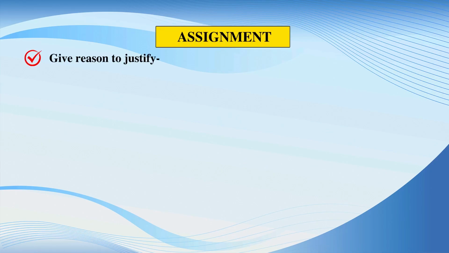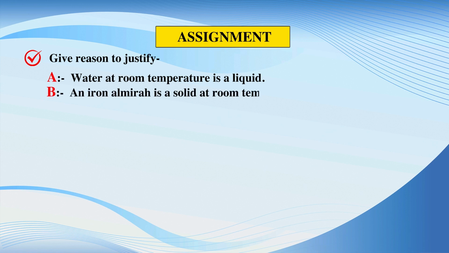Now, there are some questions for assignment. Write them in your notebook. Question number 1. Give reason to justify: water at room temperature is a liquid; an iron almirah is a solid at room temperature.